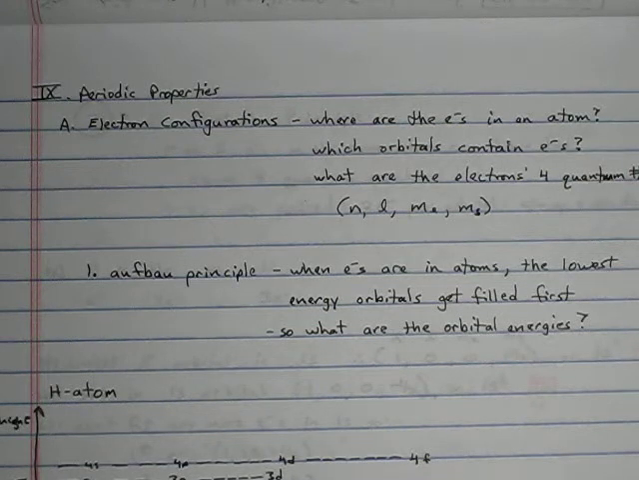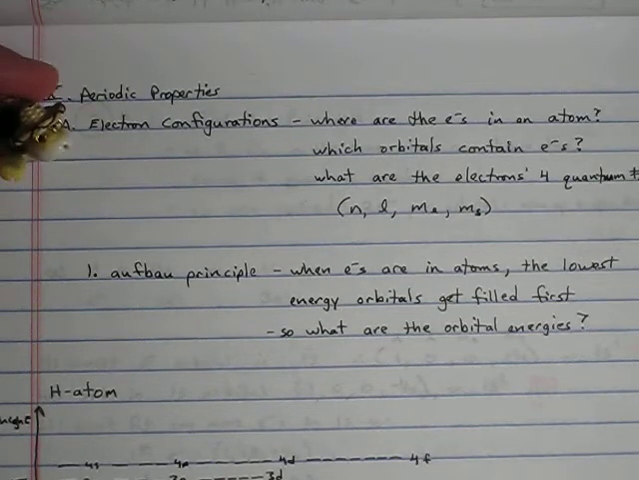Okay, today we're going to start chapter 9 in the book, Periodic Properties. It's going to build off of what we have learned in the previous chapter with shapes of orbitals and quantum numbers. Joining us today to learn about periodic properties is a little myopic turtle. He's got glasses on.